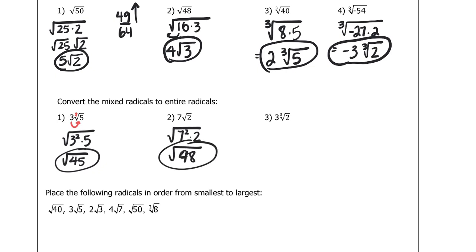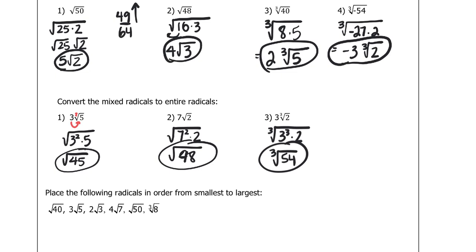Okay, and then 3 cube root 2. Because this one has a cube root, I'm going to have to cube it when I put it back in. So I'll have the cube root of 3 cubed times 2. So that is going to be 54. Okay, so that's my answer there.